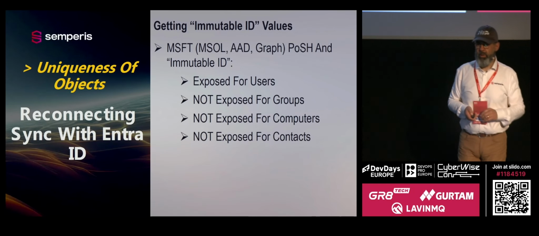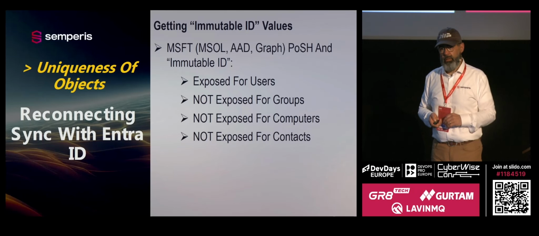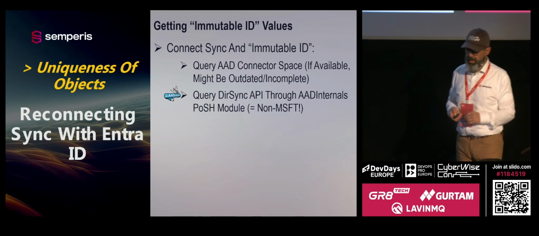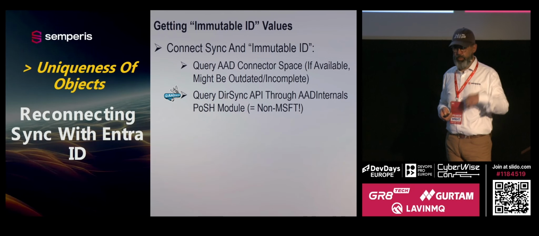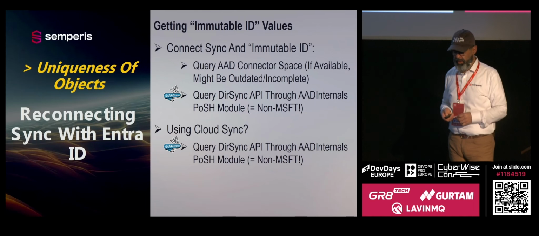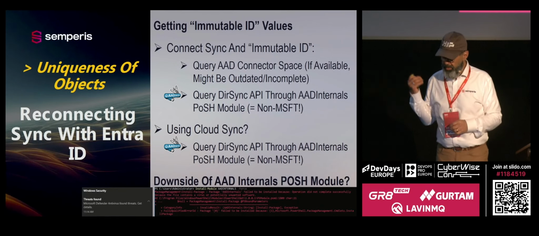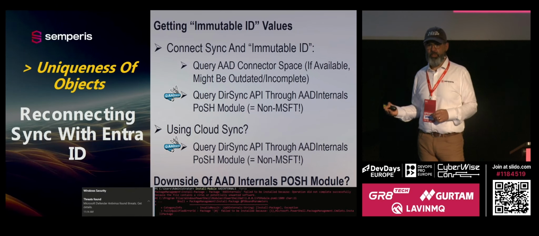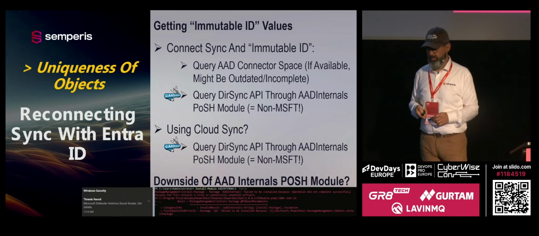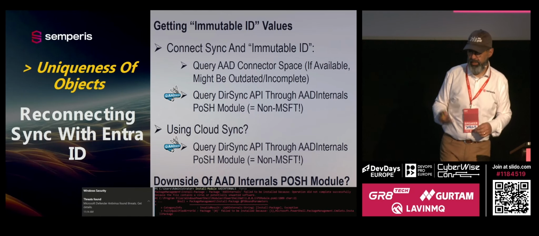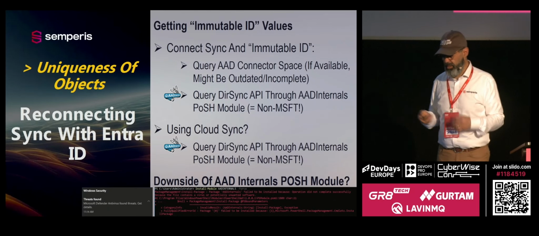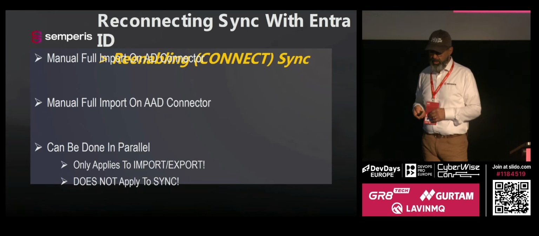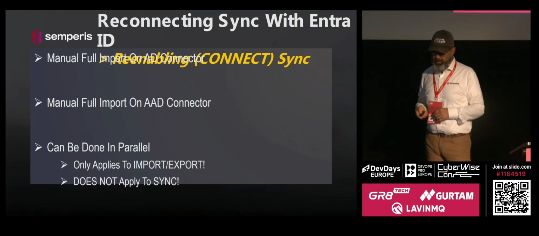Where do you get the immutable ID from? Well, it is exposed for users, but not for the other object types. However, using the DirSync API, you will be able to gather the information to repopulate the attribute in AD. One of the downsides of using AD internals to get that data is that Windows Defender unfortunately considers it as malware. So you would need to exclude the folder that you have AD internals on so that you can use it, or just pick out the functions that you need to do that. Let's skip this one.